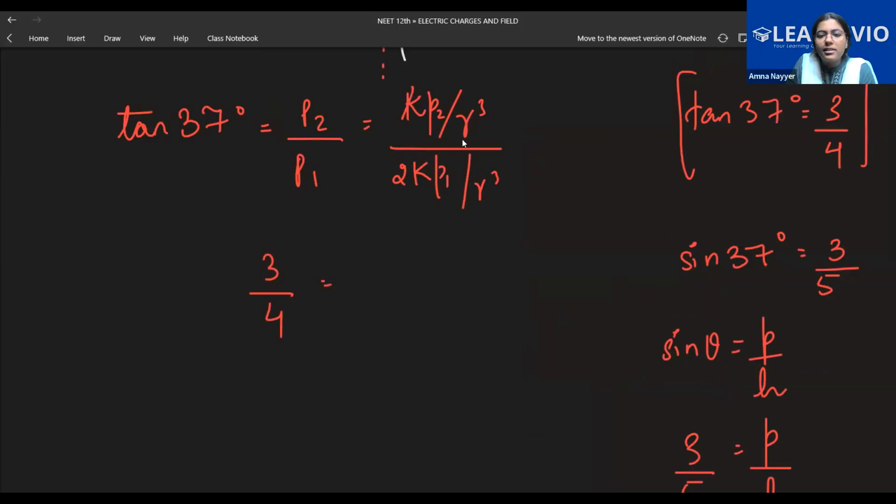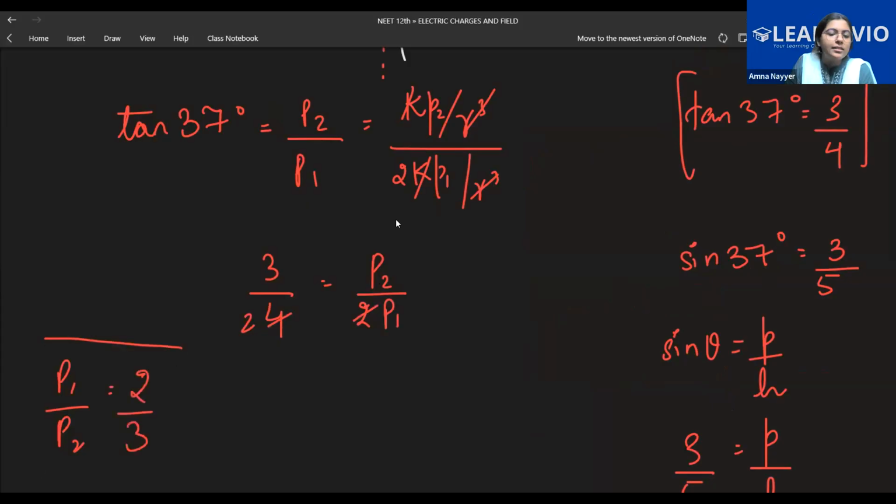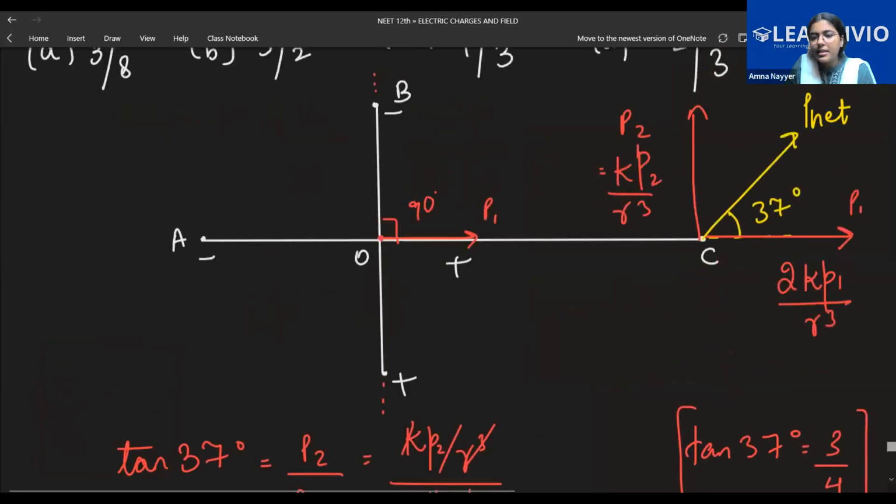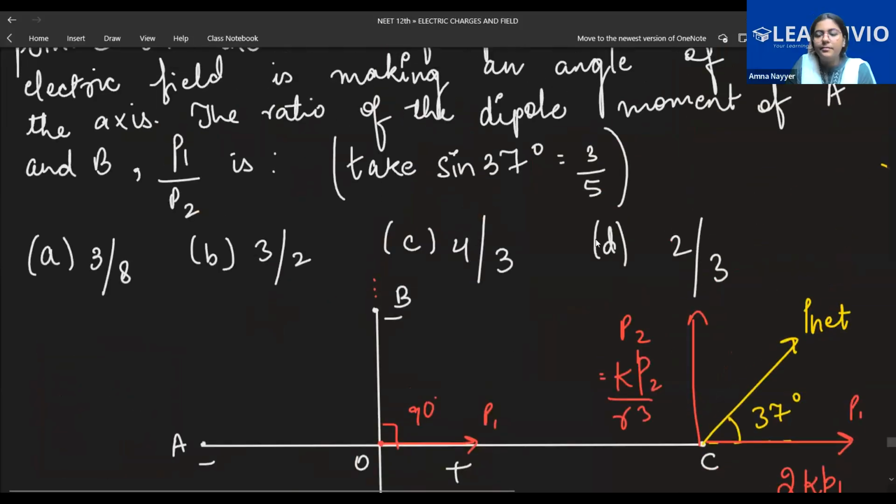See, k and r cube will be cancelled. This will be P2 by 2P1. We need the ratio of P1 by P2, so this becomes 2 by 3. 2 by 3 is the answer. Which option, class, is matching? D.